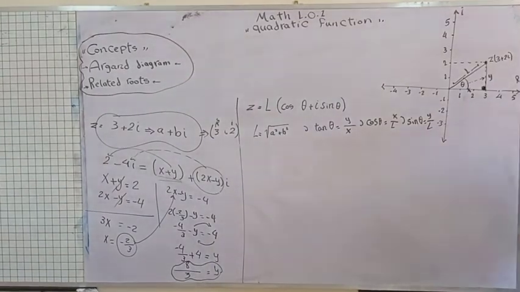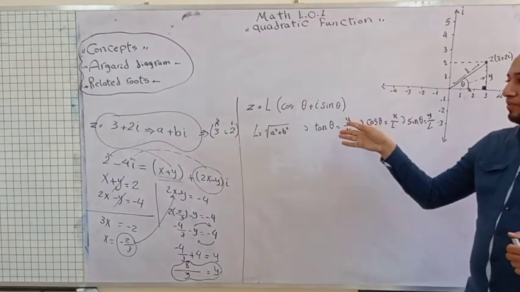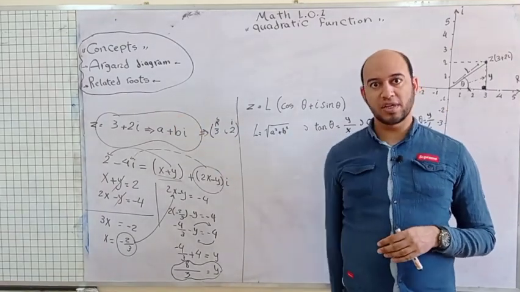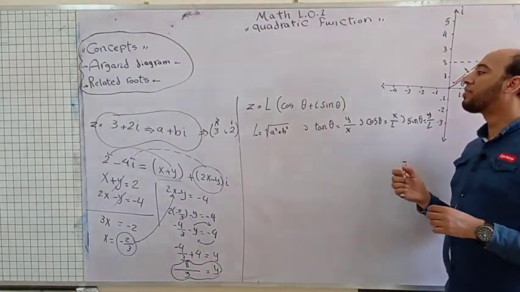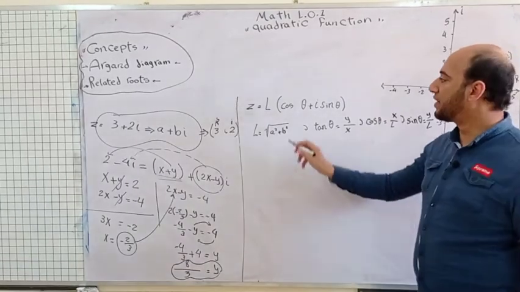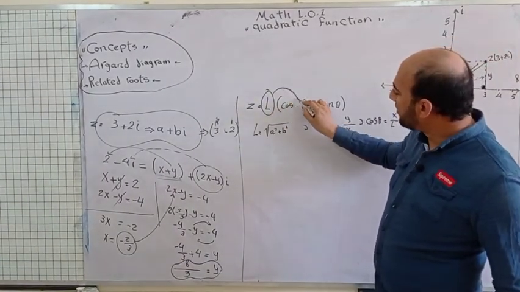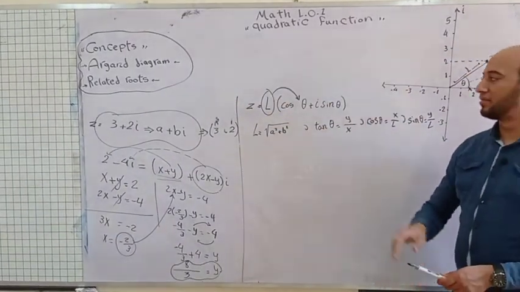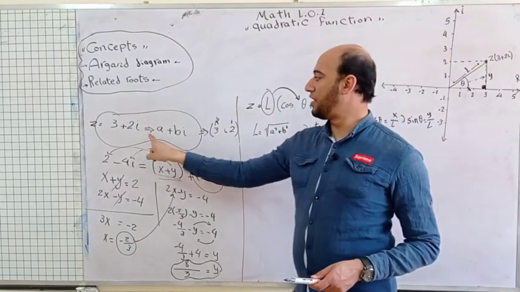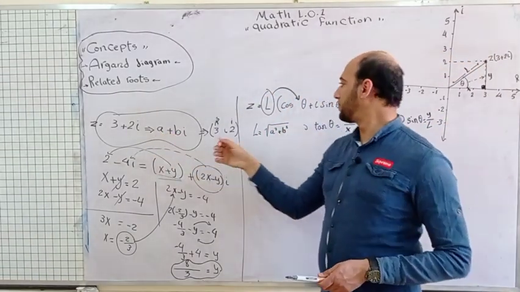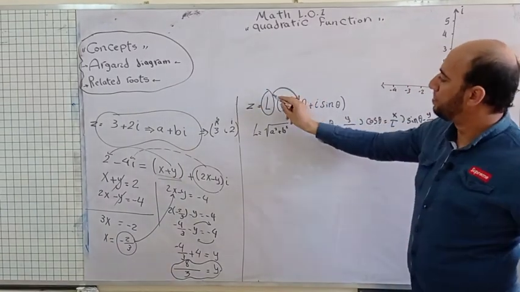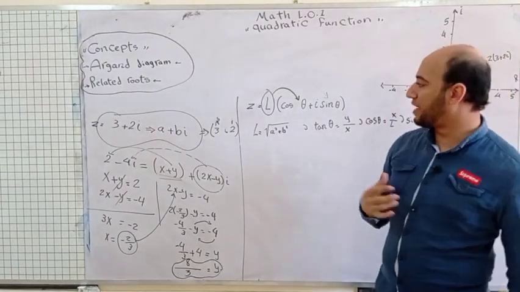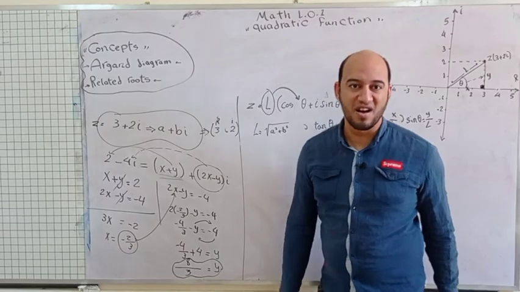Now, how to convert from the triangular shape to the algebraic form? This will be an easy way. You will get L and multiply it by distribution. Multiply L times cosine theta. L cosine theta will be equal A, the real part. L times sine theta will represent the imaginary part, which will be multiplied by i.